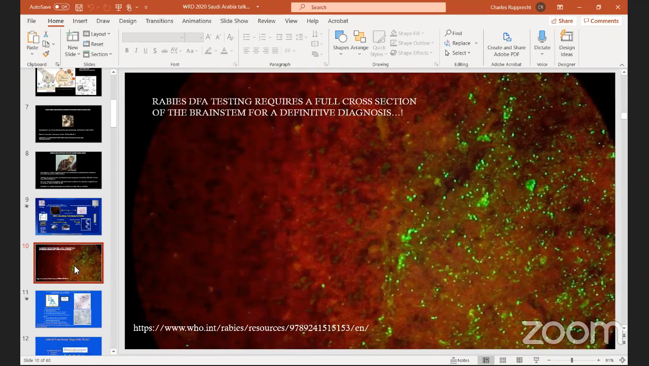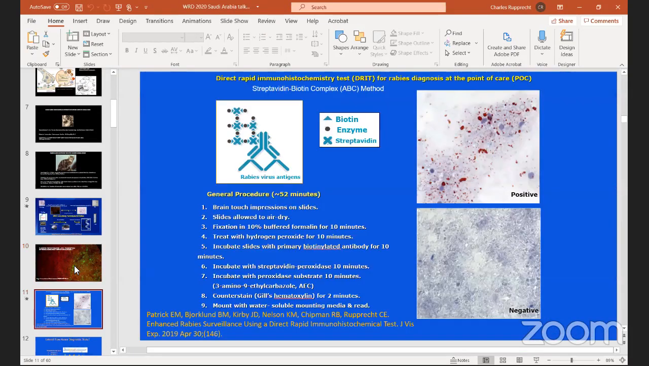And so in this slide, this is a cross section. All of those viral antigens in green in 3 dimensions are coming out of the screen, the slide, at you, the same as wires from the periphery moving into the spinal cord and into the brain. And if you don't have a full thickness cross section of the brainstem, you cannot definitively say that that animal is negative. If you have other areas of the brain and it's positive, fine, the animal's diagnosed as positive. But if you don't have a full thickness cross section of the brainstem, you cannot definitively call that animal negative.